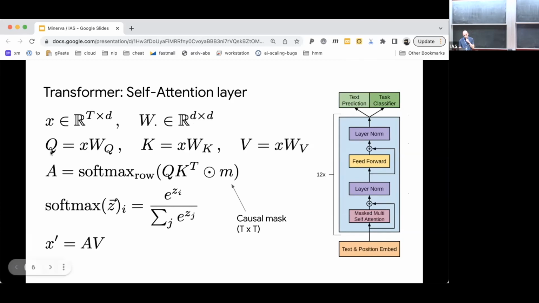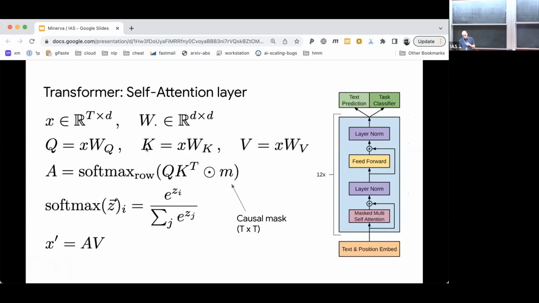First, we compute these three matrices called the queries, the keys, and the values. These are obtained simply by taking our input X and applying three different weight matrices to it, WQ, WK, WV. These are all D by D matrices, and these are learned. These are part of the model parameters, or the weights, that are going to be learned.